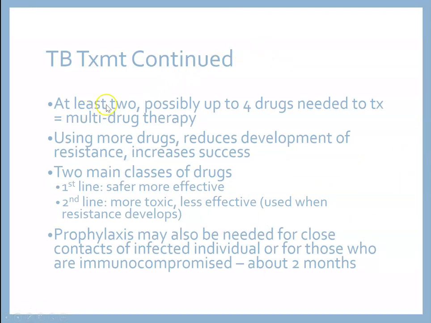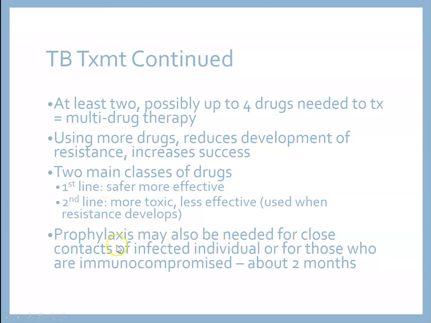So you have to take at least 2, possibly up to 4 drugs needed to treat it. So multi-drug therapy is always recommended now for TB. Using more drugs reduces the development of resistance and increases success. 2 main classes of drugs that we use, and don't worry about this, first line, second line.